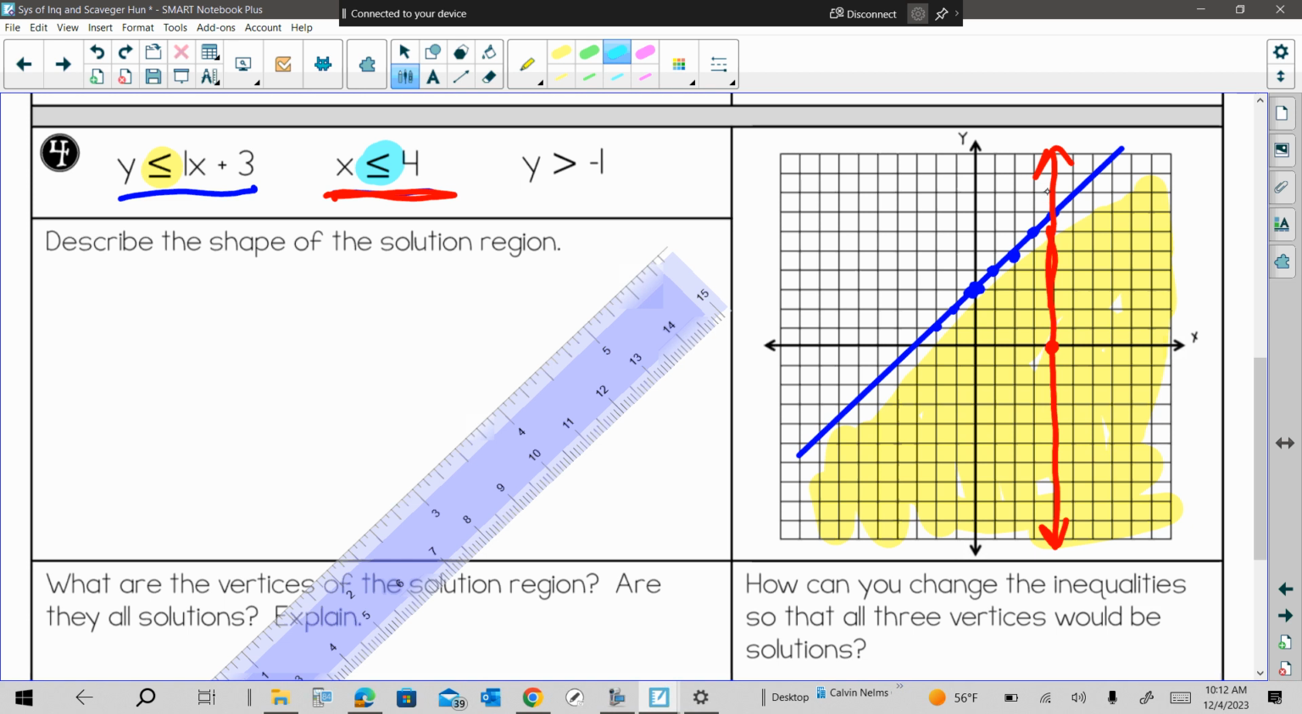So which way do we shade if the line is vertical? Where do we shade? For less than. To the left. To the left. Thank you. To the left. Okay.